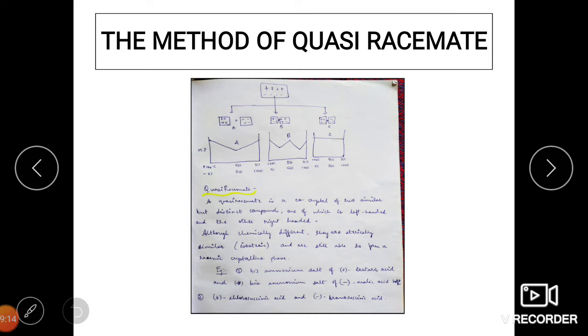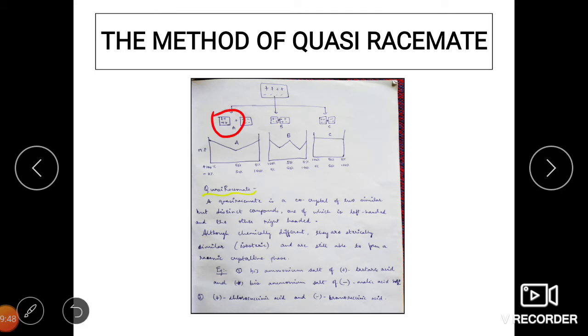So this is the structural representation and the melting points for the 3 groups, that is the conglomerate, the racemic mixture and also the pseudo-racemate. Here the first one you can see is represented as A. The conglomerate consists of the same kind of enantiomer in a crystal, either completely plus or completely minus. So that's what has been represented here.